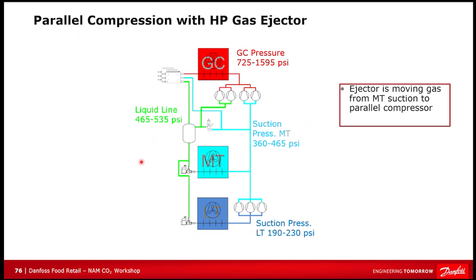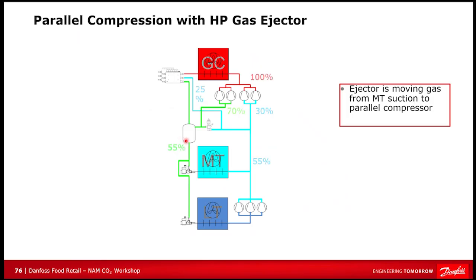So here's some pressures that we have. These are your standard pressures. Nothing changes here with the ejector. The one thing that you'll want to keep in mind here is that when we look at this design, we do have the parallel compressors in place. And with a high pressure ejector, we will always see the parallel compressors being used along with them.